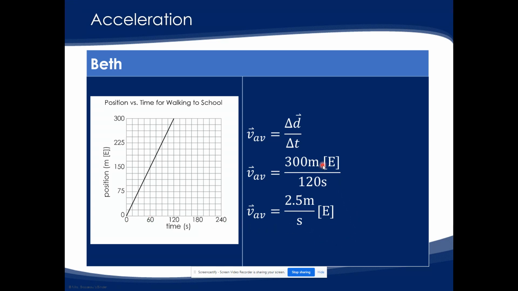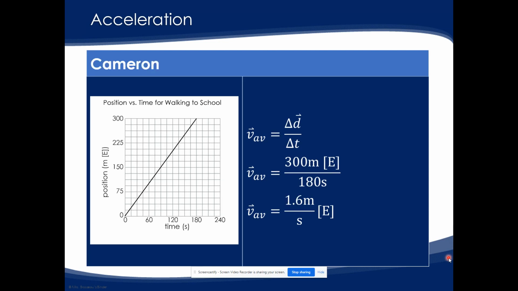So we plug in our 300 meters in our 120 seconds, and our average velocity for Beth is 2.5 meters per second. So she's picked up the pace. Then we've got Cameron. So Cameron is going the same 300 meters, but it is taking them 180 seconds. So that averages out to 1.6 meters per second east.